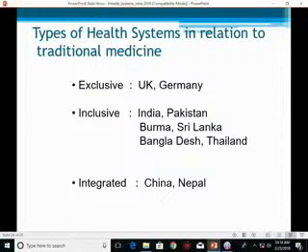Then there are different types of health systems in the world in relation to traditional medicine. From time to time, exclusive systems were developed in the UK and Germany, but in other countries there were inclusive systems with traditional practitioners, especially in India, Pakistan, Burma, and Sri Lanka. There are also some countries where they have integrated both Western and traditional systems. China is a classic example. In the same hospital, they provide both types of care.